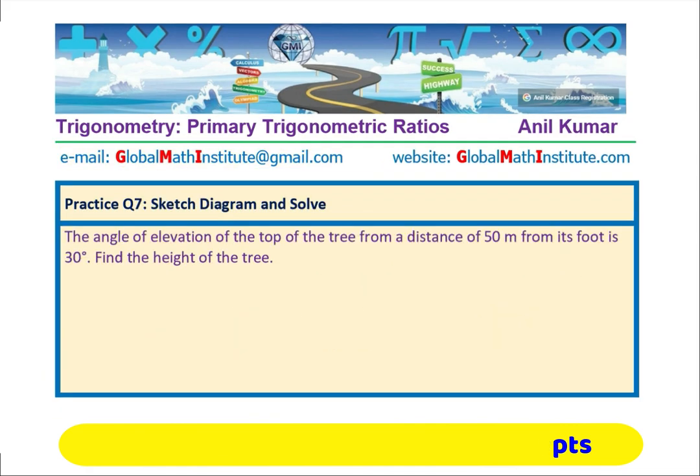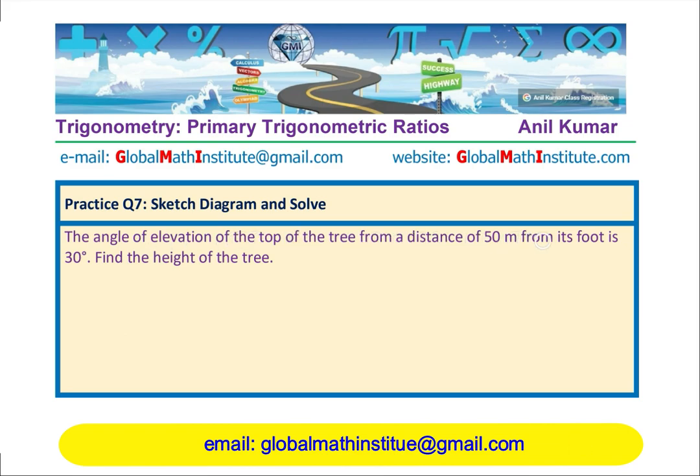Now let's move on to the next question. Now sketch diagram and solve. The angle of elevation to the top of the tree from a distance of 50 meters from its foot is 30 degrees. So basically, let's say this is the ground level, right?